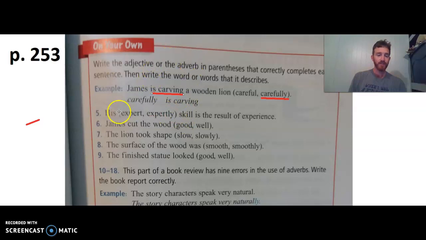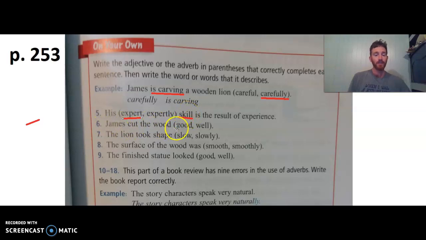Okay, his expert or expertly skill is the result of experience. Well, what this word is describing is the skill. So what is skill? Is that a verb or an adjective? Well, we might think, well, here we have a linking verb is. In this case, skill is a thing. It's a thing that he has. So it's his expert skill. We're going to use the adjective form to describe the noun. Okay, there we go for that.